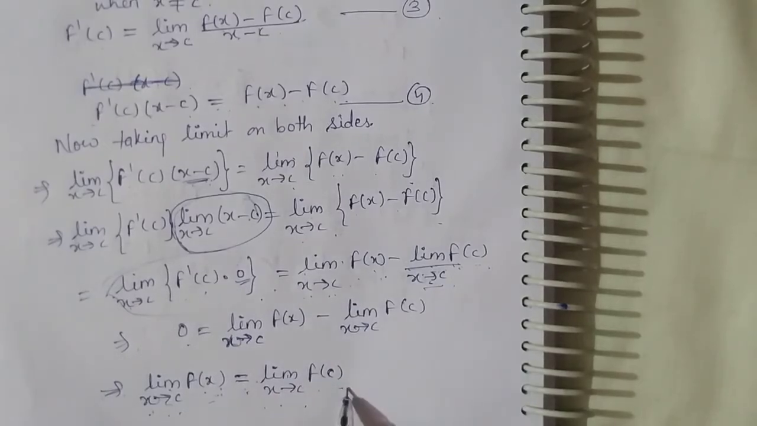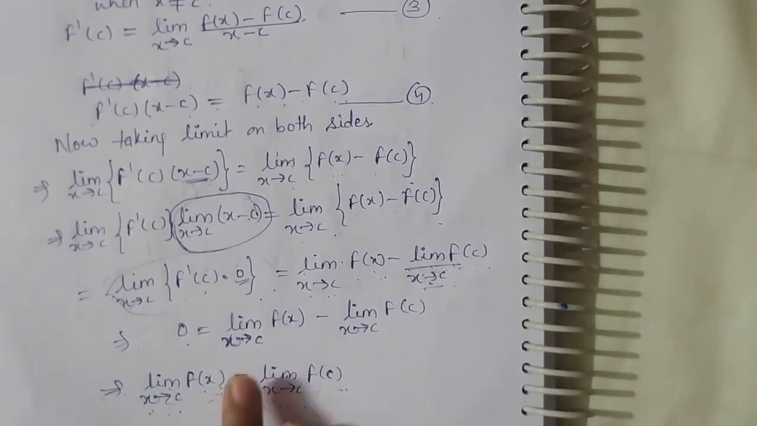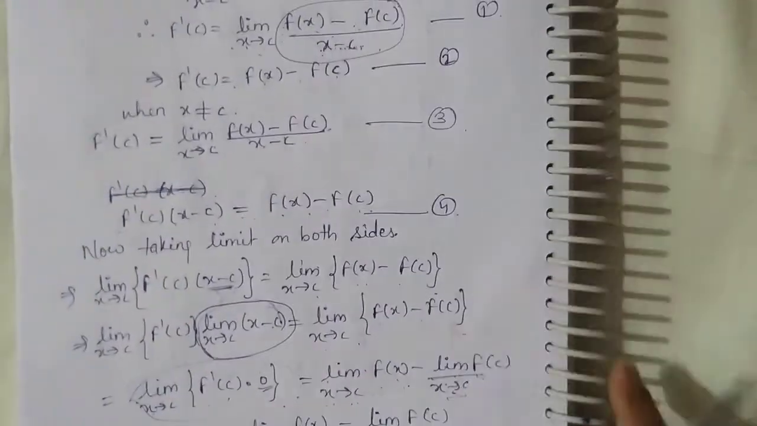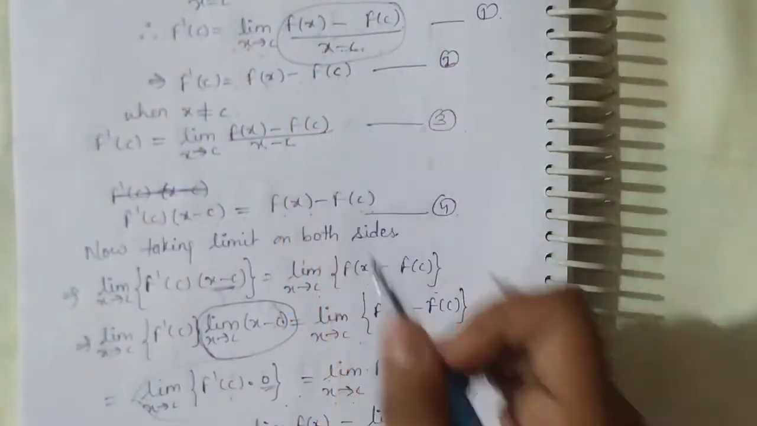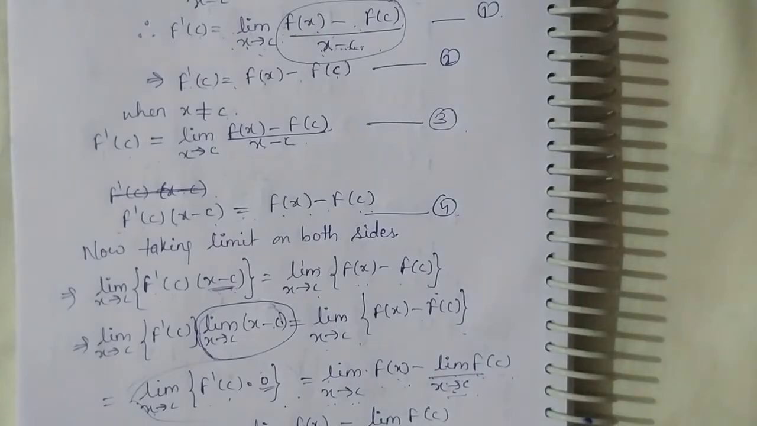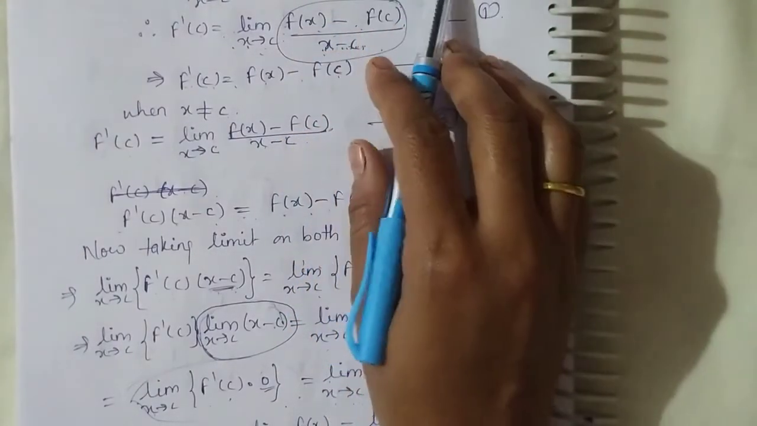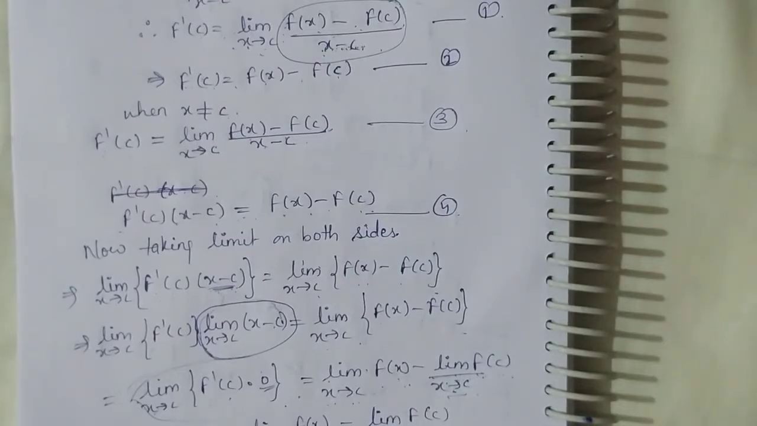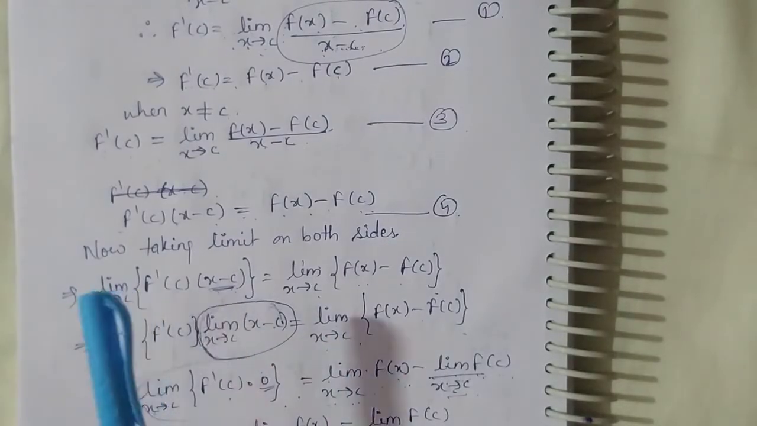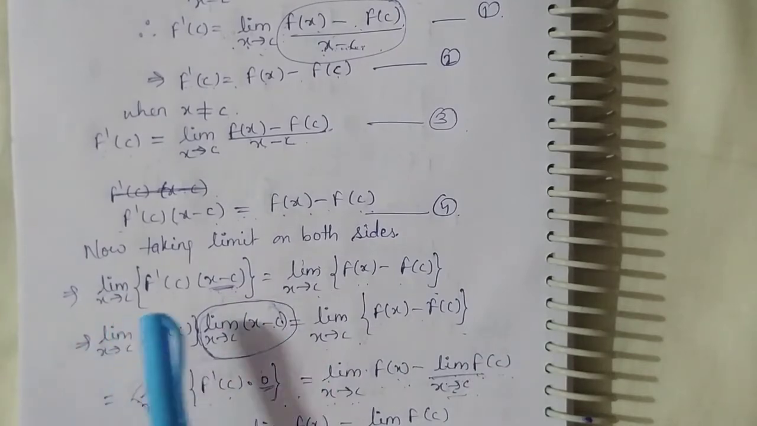Therefore limit x tends to c of f of x is equal to limit x tends to c of f of c. Here the function is differentiable because the limit of the function exists, and it is differentiable at the point and is continuous at the point x equals c. Therefore the function is continuous. It means that here we have taken the function as differentiable and we get the result that the function is continuous. It means that every differentiable function is continuous. But note, every differentiable function is continuous, but every continuous function need not be differentiable.